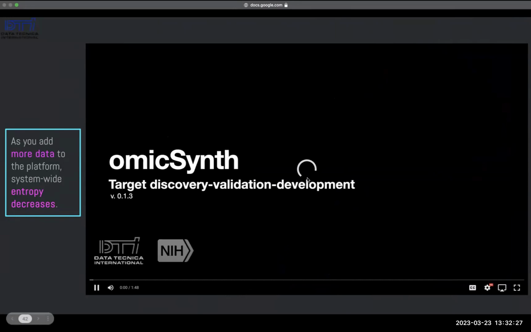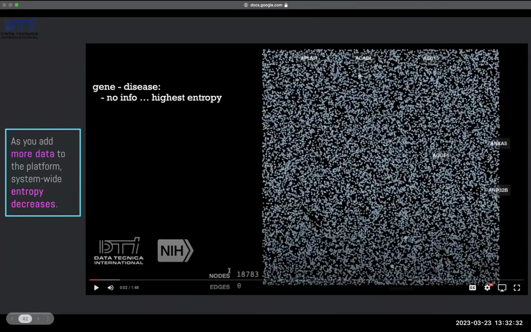So this project is called OmicsSynth, and I'd like you to pay attention to two numbers on this slide, on this video. One is the number of nodes. These are the genes in this network. And then the edges. The edges would be more information added to this graph. And here on this side, which says gene disease, I will keep indicating what data is being added to this network.